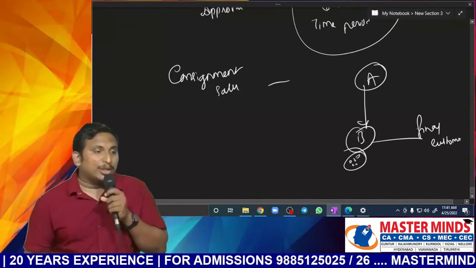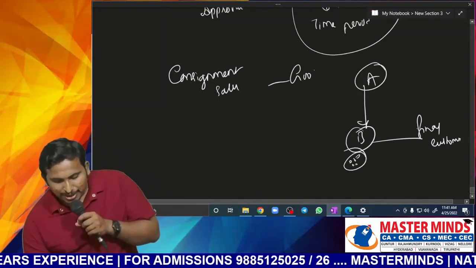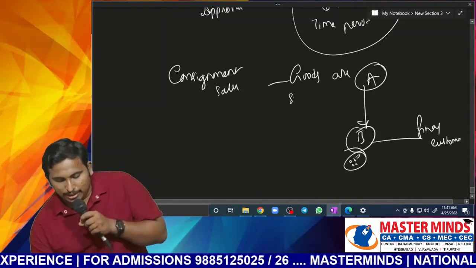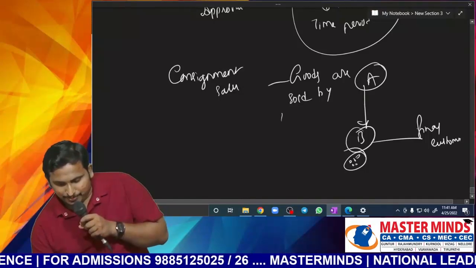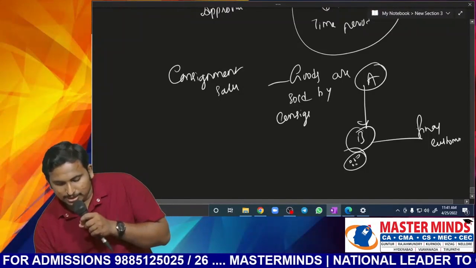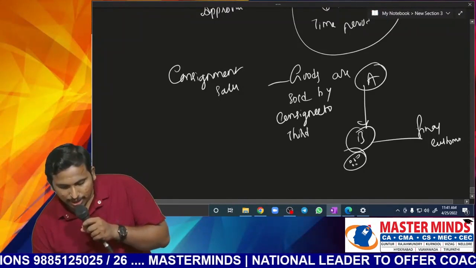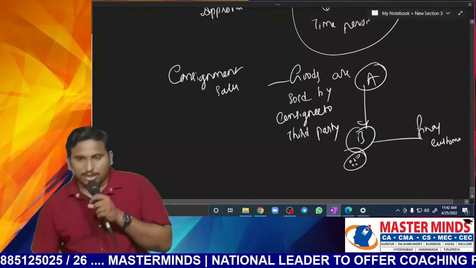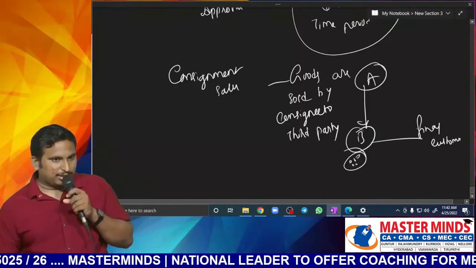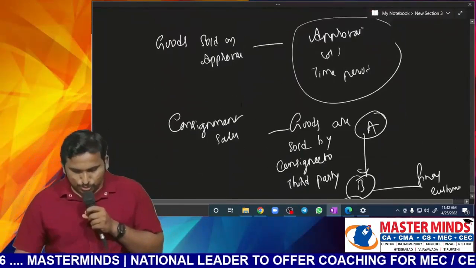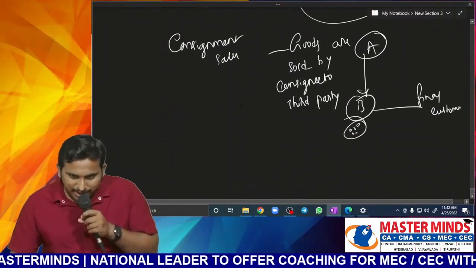No. When should revenue be recognized? Only when the goods are sold by the consignee to a third party. Is that clear, sir? Only when goods are sold by the consignee to the third party, then only shall revenue be recognized. So hope it is clear. This is goods sold on approval and consignment sales.